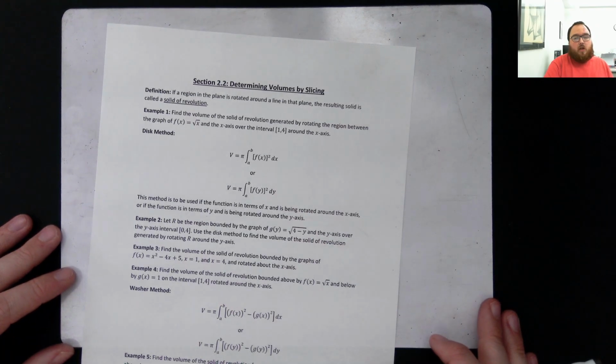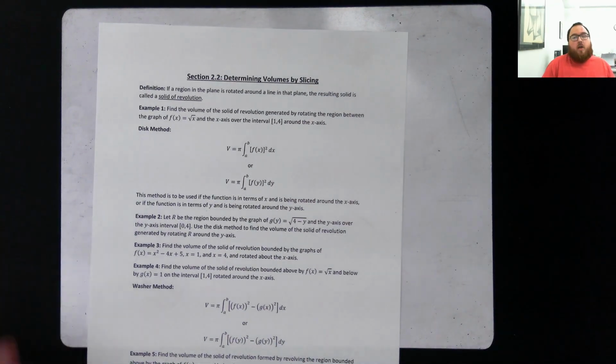Find the volume of the solid of revolution found by rotating the region bounded between the graph of f of x equals square root of x, the x-axis from 1 to 4 around the x-axis. That's a lot of words. Let's try to break this up and see what they really mean, okay?